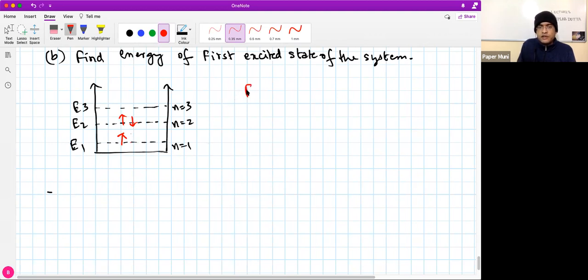So for the first excited state configuration of the system, now this is what it is.